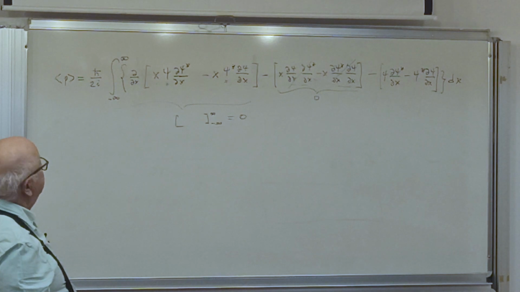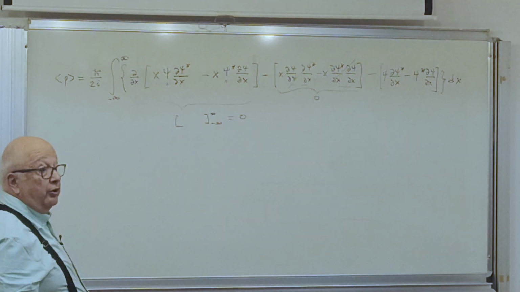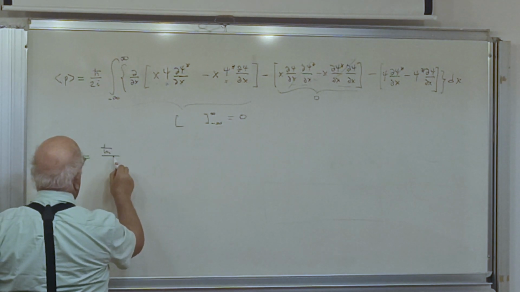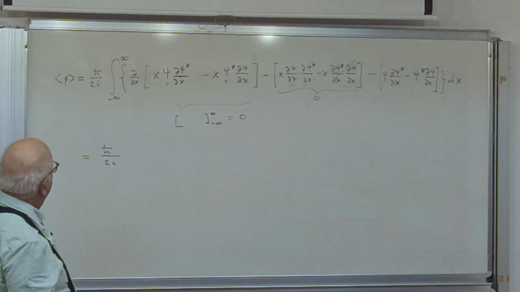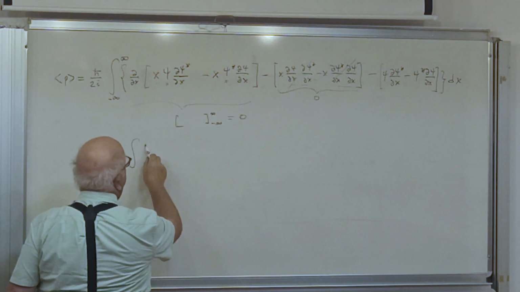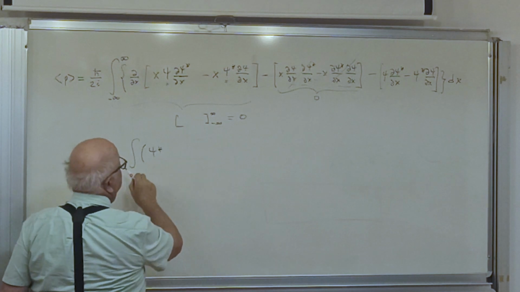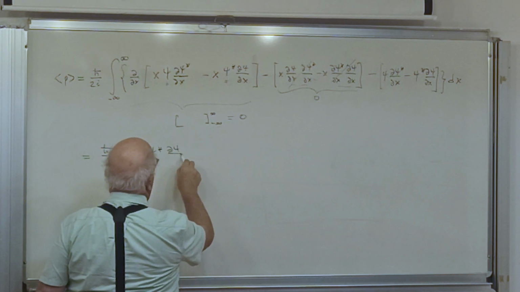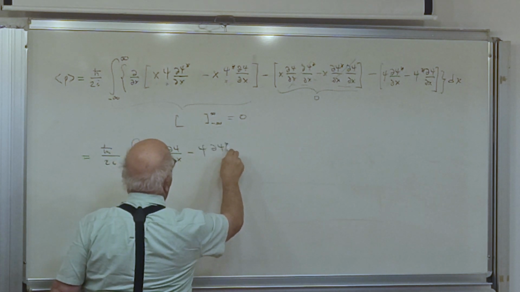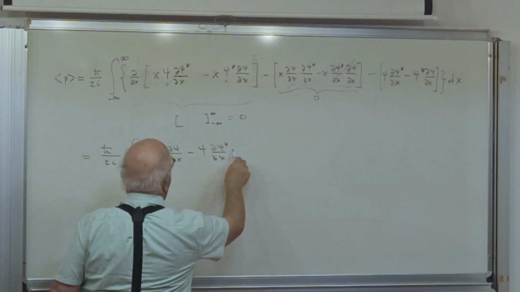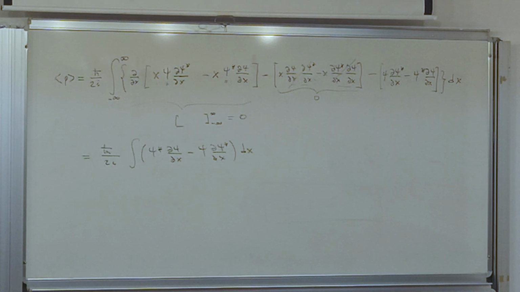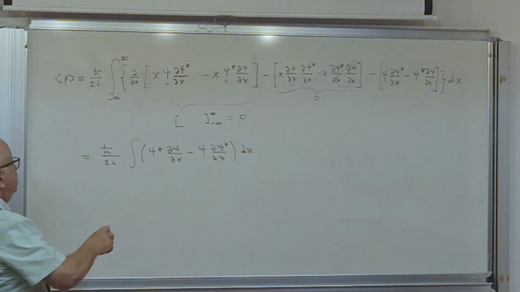And what I end up with is just only this last term. So let me just write that down. It's going to be h bar over 2i, and I'm going to get psi star del psi del x minus psi del psi star del x dx, integrated from minus infinity to infinity.